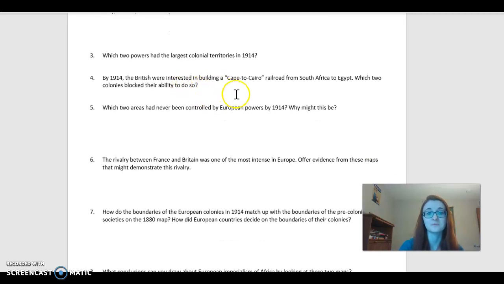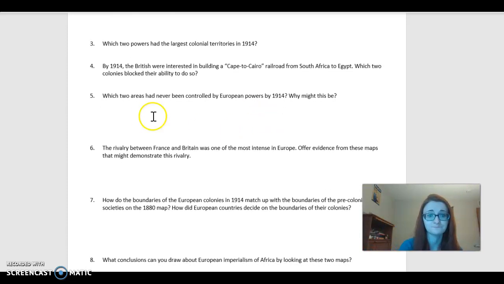By 1914, the British were interested in building a Cape to Cairo railroad from South Africa to Egypt. Which two colonies blocked their ability to do so? So in that 1914 map, you're going to have to look for Cape, which is South Africa, all the way at the bottom, and then Cairo, which is Egypt, up at the top. Try to trace where the British are and what colonies they bump into if you were to draw a straight line. That's what that question is asking.